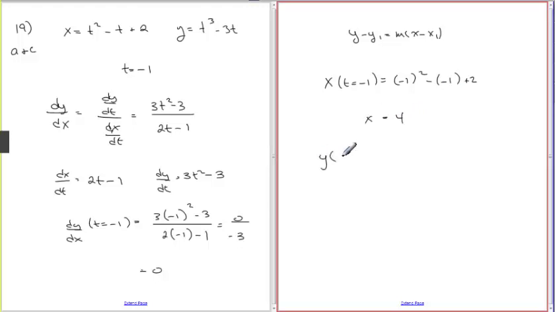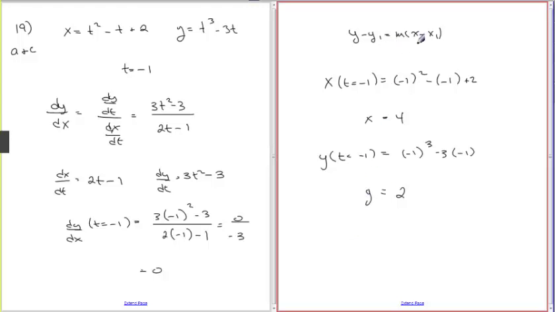And our corresponding y value at t equals -1 is -1 cubed minus 3 times -1. So -1 cubed is -1, and this is positive 3, so 3 minus 1 is 2. So this would be the x and y coordinates.